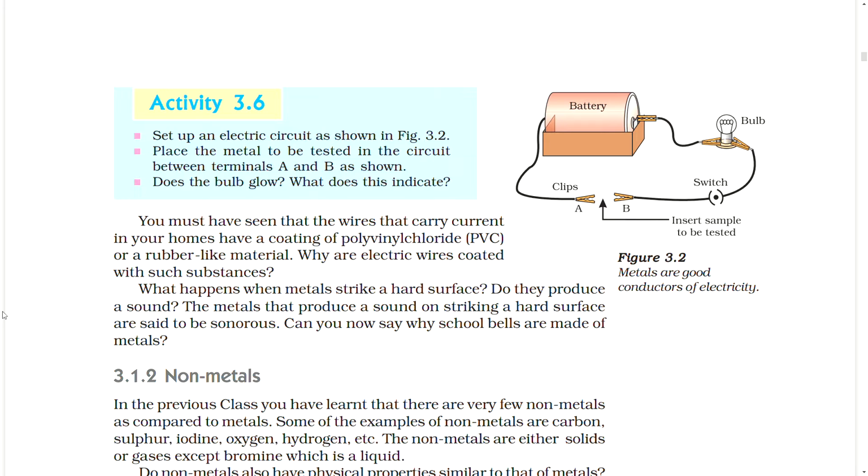Why are electric wires coated with such substances? What happens when metals strike a hard surface? Do they produce a sound? The metals that produce a sound on striking a hard surface are said to be sonorous. Can you say why school bells are made of metals?